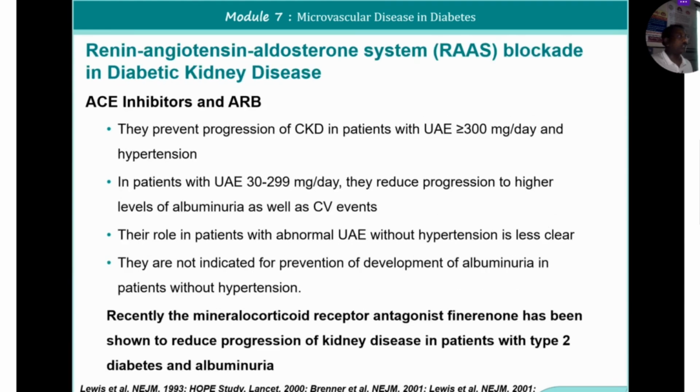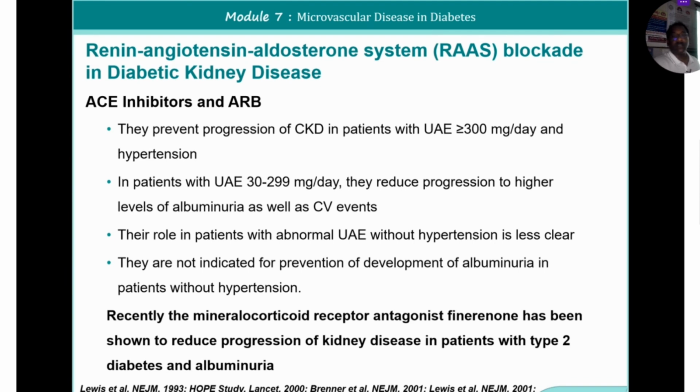They prevent the progression of CKD in patients with urinary albumin excretion. In patients with urinary albumin excretion of 30 to 219, that is microalbuminuria, they reduce the progression to higher levels of albuminuria as well as the CV events. So it is a reversible one once the urinary albumin excretion is up to 300 mg. The role in patients with abnormal albuminuria without hypertension is less clear. They are not indicated for prevention and development of the albuminuria in patients without hypertension.